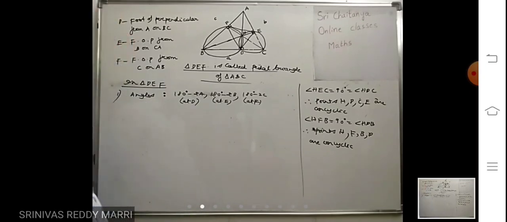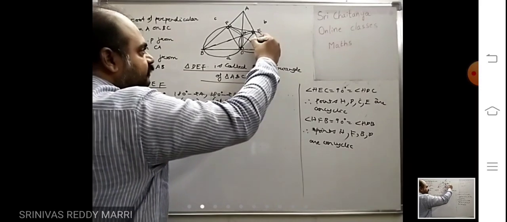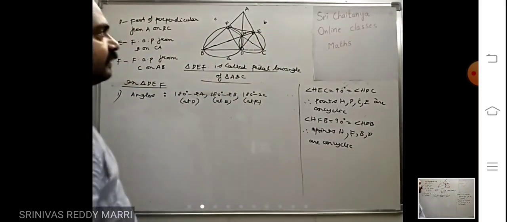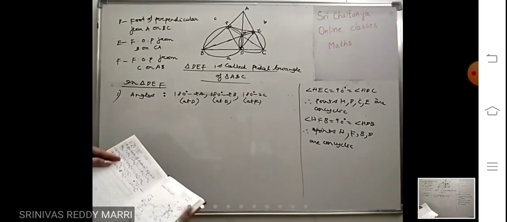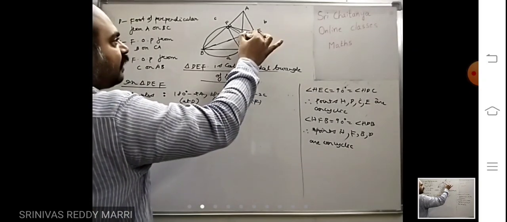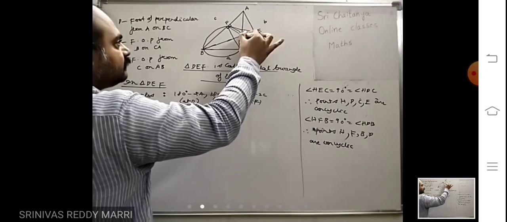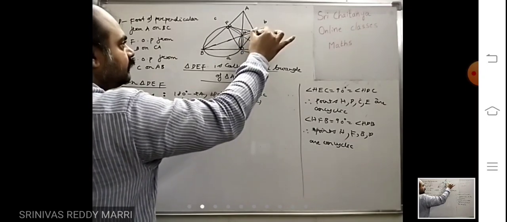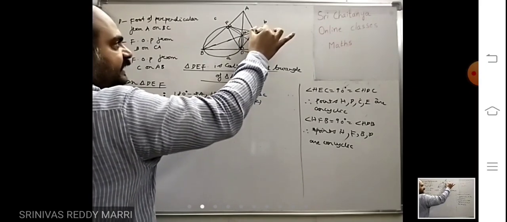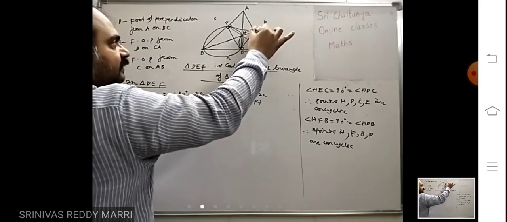Now look at the diagram, Amma. Two circles are there here. Look at this chord. This HE is a chord, right? HE is a chord of this circle.